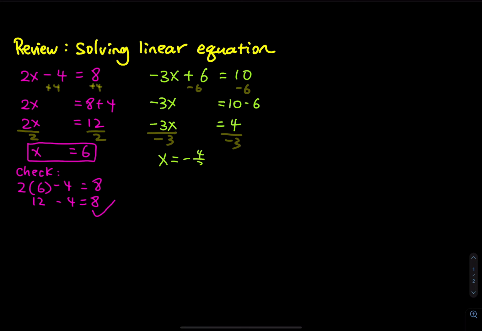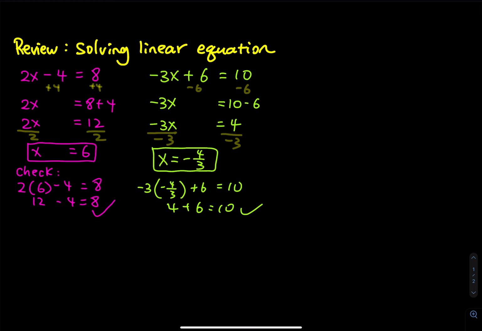You just keep the fraction. Okay, so this is the solution to the equation. And then to check your work, you simply plug in. So negative 3 times negative 4 over 3 plus 6 equals 10. How do you do that? The negative 3 and the negative 3 cancel. So you have 4 plus 6 equals 10. And then this is a check.